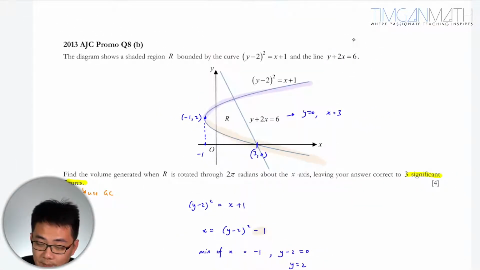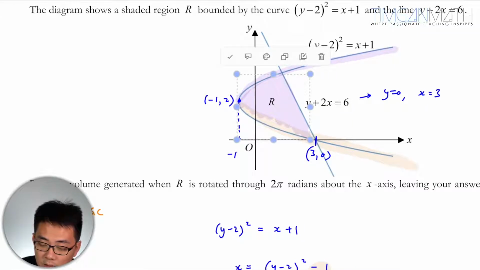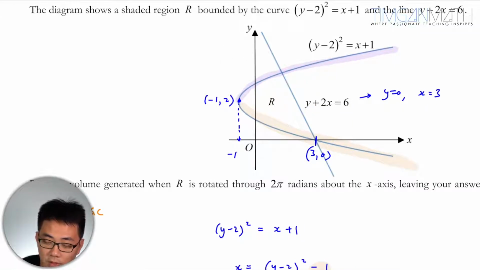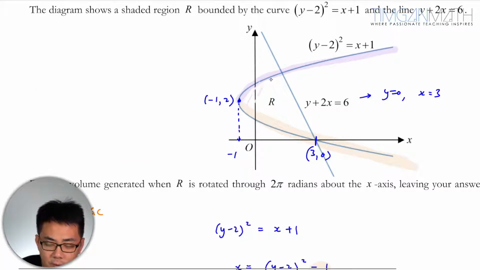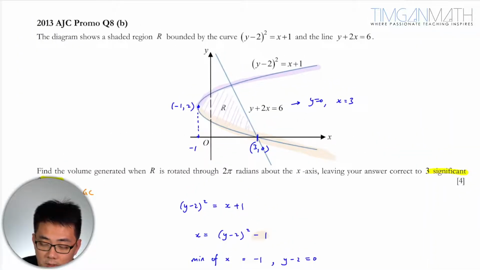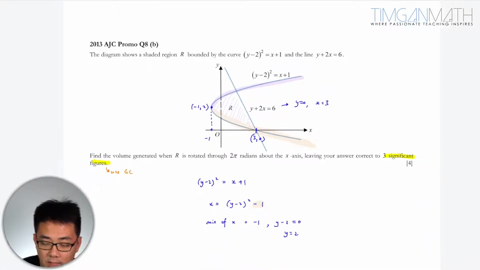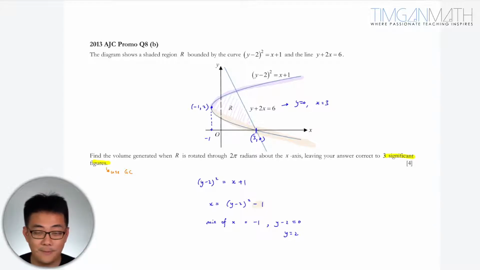Now, once that is done, we need to revolve this about the x-axis. Okay, so you have to visualize this a bit, because if you are not able to visualize this, it's pretty hard for you to actually write down the equation now. Okay, so let me just model this thing out for you. Okay. So there you go.